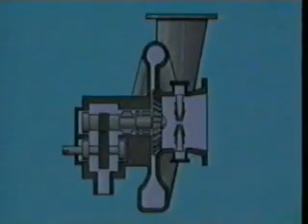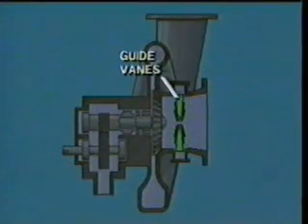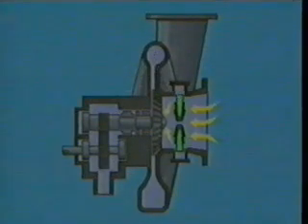Near the inlet and between stages of the compressor are guide vanes. They're used to direct the flow of gas into the eye of the impeller at just the right angle. This is important because efficient performance and stable operation of the compressor depends on the velocity and direction of the gas entering the impeller eye.